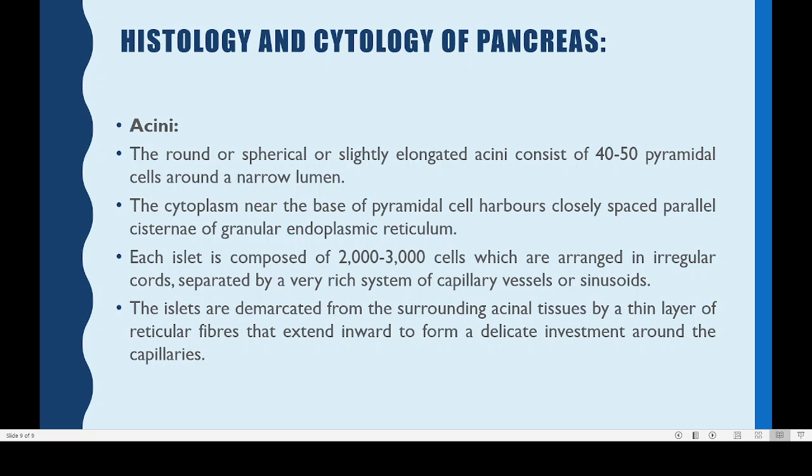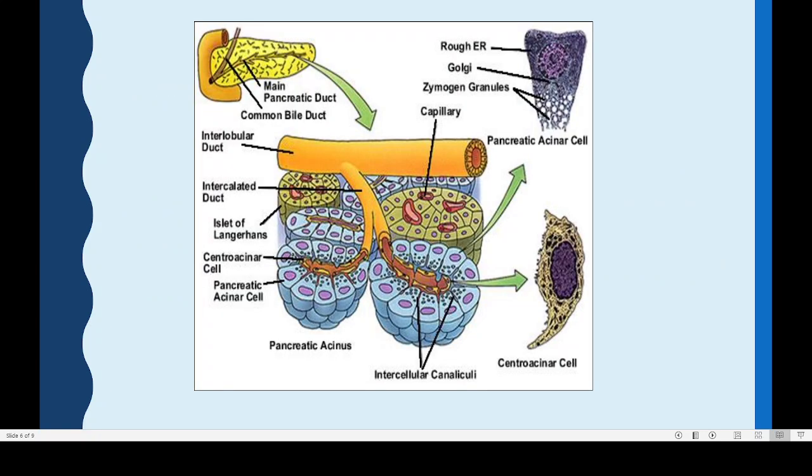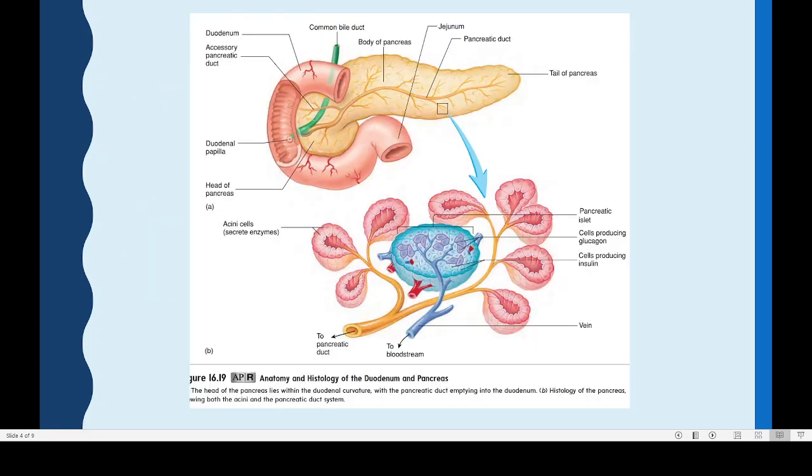Each islet means island. Each islet is composed of 2000 or 3000 cells, which are arranged in irregular cords separated by a rich system of capillary vessels or sinusoids. See here, each of these can be called an island. So this is the island, and this is why it is known as the island.